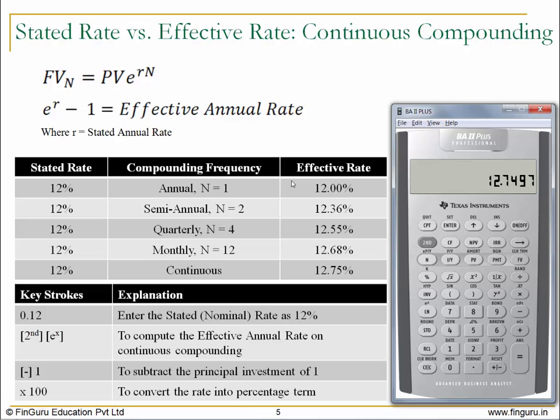It's worth noting that the effective annual interest rate is increasing as the number of compounding periods are also increasing. So for an annual rate, the effective annual rate and the stated rate were equal, but with continuous compounding, the effective annual interest rate was the highest possible at approximately 12.75%.